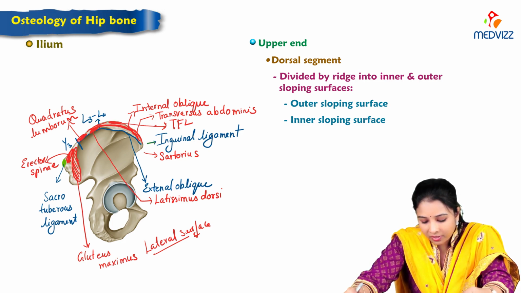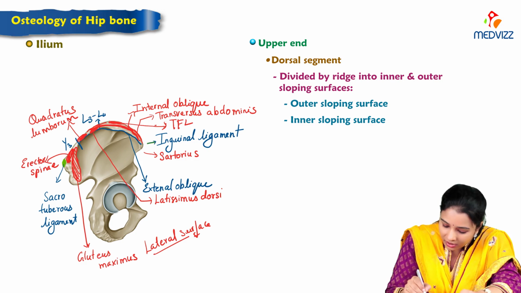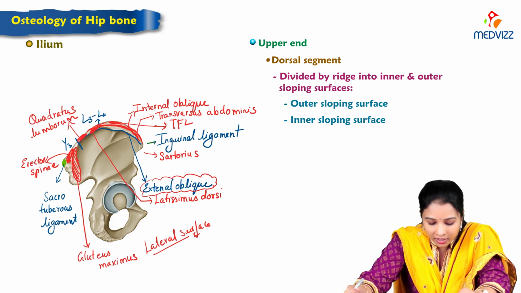The only muscle which is getting inserted is the external oblique muscle. This is the only muscle which gets inserted into the iliac crest.